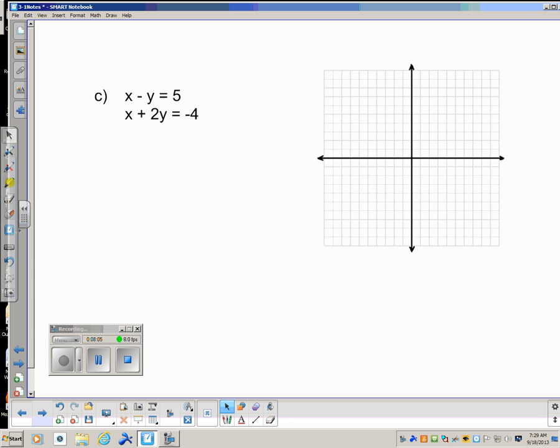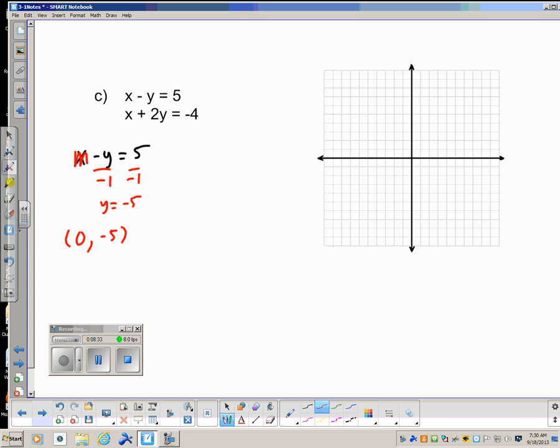So letter C here, you've got x minus y equals 5 and x plus 2y equals negative 4. Let's keep going, and I'll show you on this one how to do both of them, if you want to do the x and y intercepts, or if you want to go ahead and put it in y equals mx plus b form. So covering up the x here, I get negative y equals 5 divided by negative 1, and I get y equals negative 5.